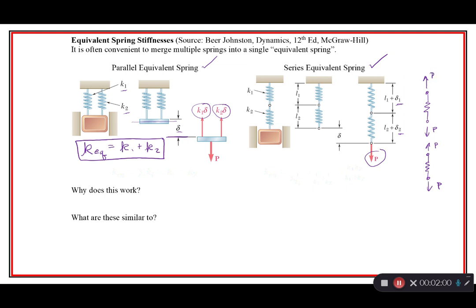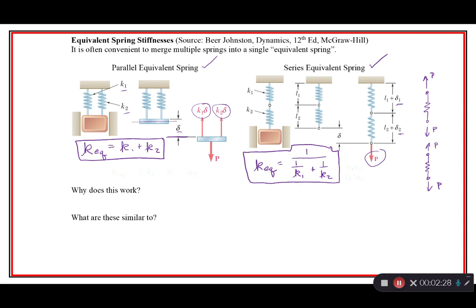And so the equivalent stiffness is going to be written as, and we could write this a couple of ways. I'm going to write this a little bit more universal before doing any algebra here. So there's 1 over K1 plus 1 over K2.